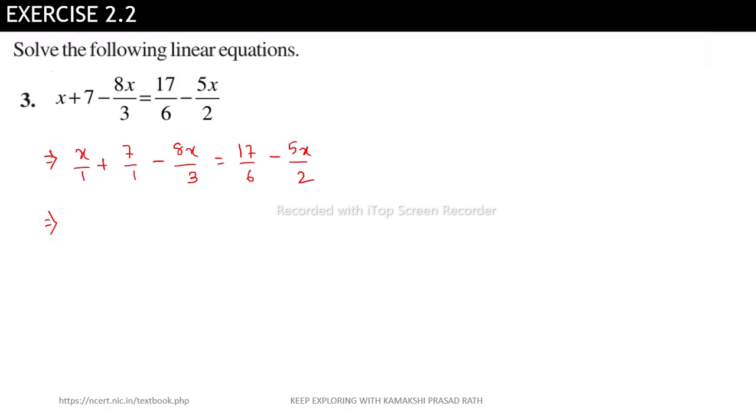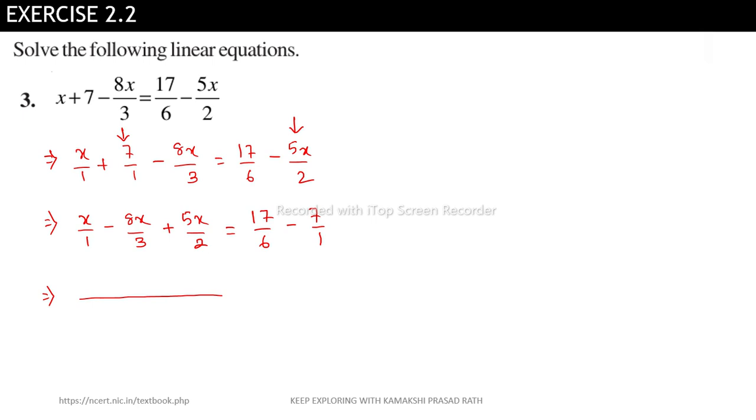So we'll shift all the variable terms to the left side and all the number terms to the right side. So the variable term, x by 1, and we already have minus 8x by 3 on the left side. So we need to shift minus 5x by 2 to the left. It becomes plus 5x by 2 equals 17 by 6, which is already on the right side. Here we need to shift 7 by 1, which becomes minus 7 by 1 when it moves to the right hand side. Next we'll follow the simple steps of the fraction concept.